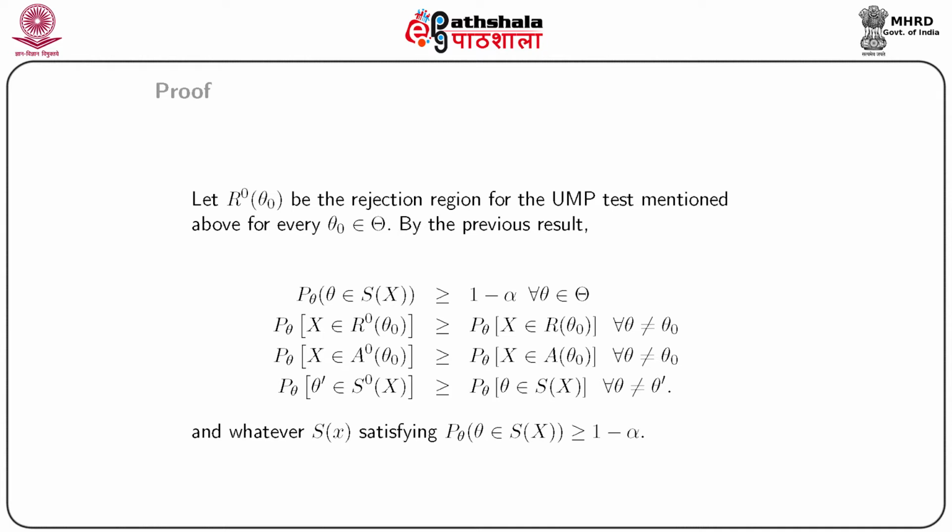Here R theta naught is the rejection region of any other test. This is due to the UMP property of the test, which implies that probability under theta that x belongs to A naught theta naught is less than or equal to probability under theta that x belongs to A theta naught for all theta not equal to theta naught, where A theta naught is the acceptance region corresponding to R theta naught. Thus, probability under theta dash that theta belongs to S naught is less than or equal to probability under theta dash that theta belongs to S of x for all theta not equal to theta naught, and whatever S of x satisfying probability under theta that theta belongs to S of x is greater than or equal to 1 minus alpha.